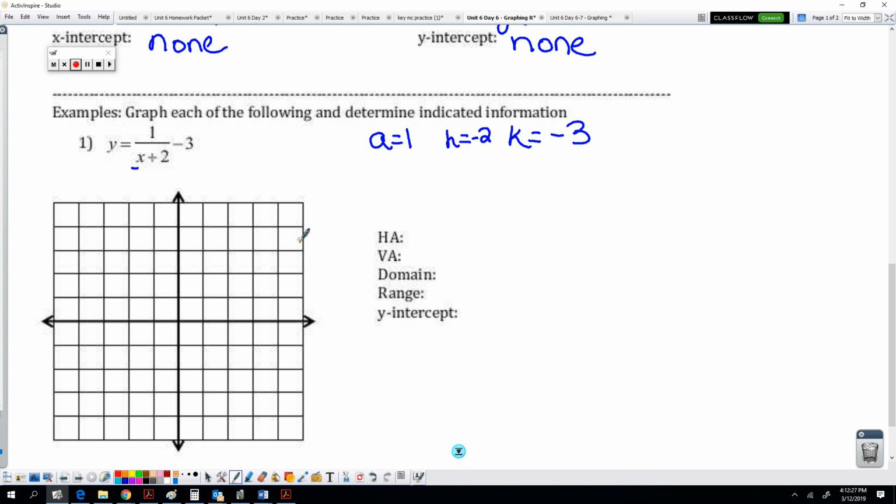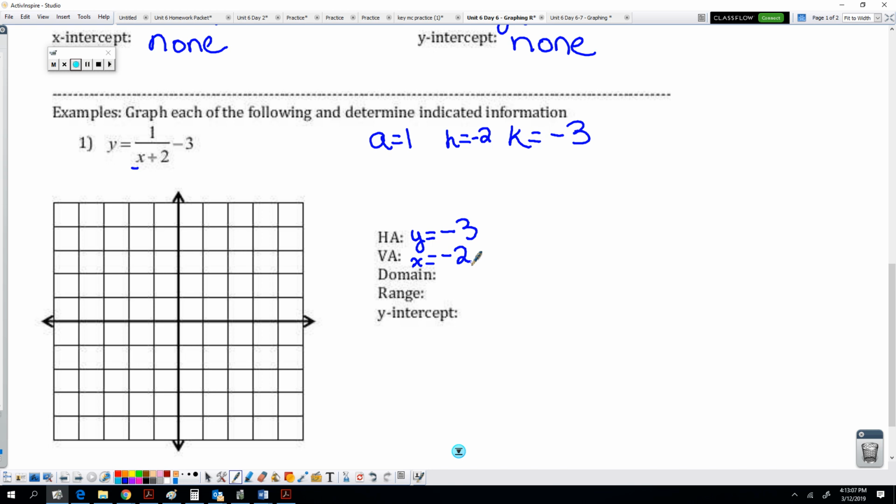So now we can figure out my horizontal asymptote and my vertical asymptote. Again, when it is an HA, it's y equals, and if it's a VA, it's x equals. Now we're going to write down the right numbers. With my HA, we look at the k, so it's equal to negative 3. And my VA, we look at my h, and it is negative 2. So now we found out my horizontal and vertical asymptote.